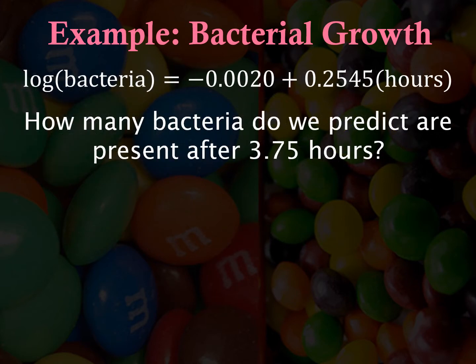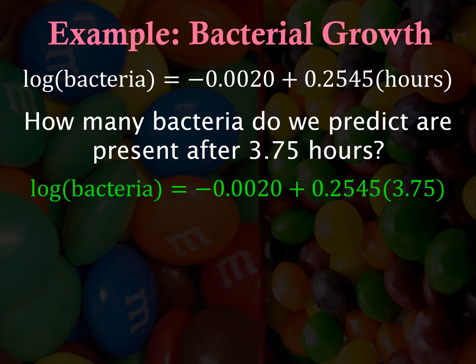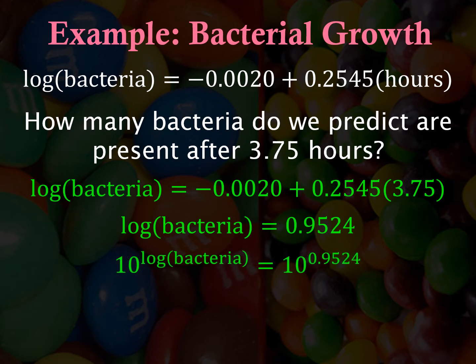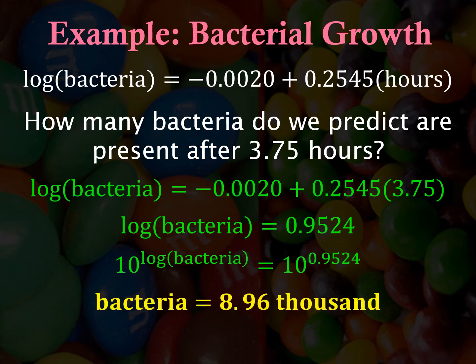So the question is, how many bacteria do we predict are present after 3.75 hours? Instead of using y equals a plus bx, you're going to use log of y hat equals a plus bx. We plug in 3.75, and we see that the log of the number of bacteria is 0.9524. Now you do the inverse operation of logs, which is the anti-log. It is 10 to the power of both sides. So 10 to the power of both sides tells you that there are about 8,960 bacteria after 3.75 hours.